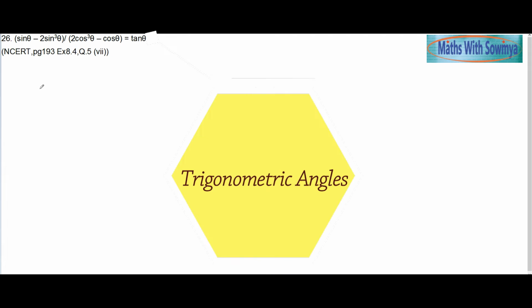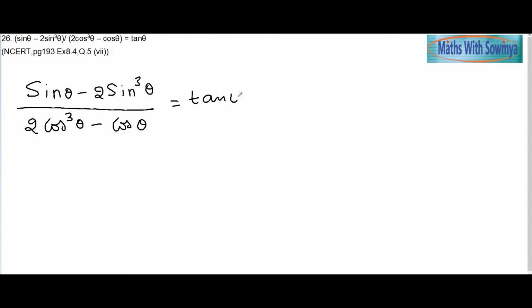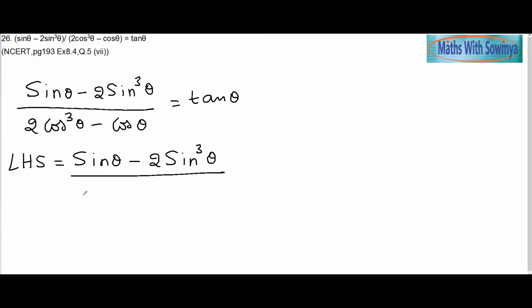In this sum, it is given (sin theta minus 2 sin cube theta) divided by (2 cos cube theta minus cos theta) is equal to tan theta. We will go by taking LHS. LHS is sin theta minus 2 sin cube theta divided by 2 cos cube theta minus cos theta.